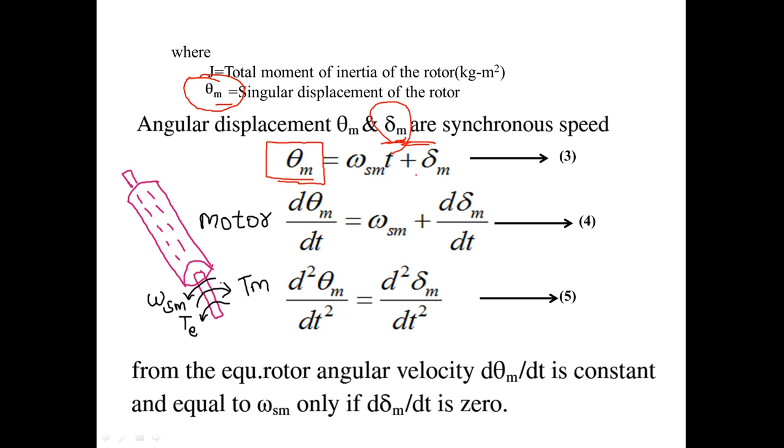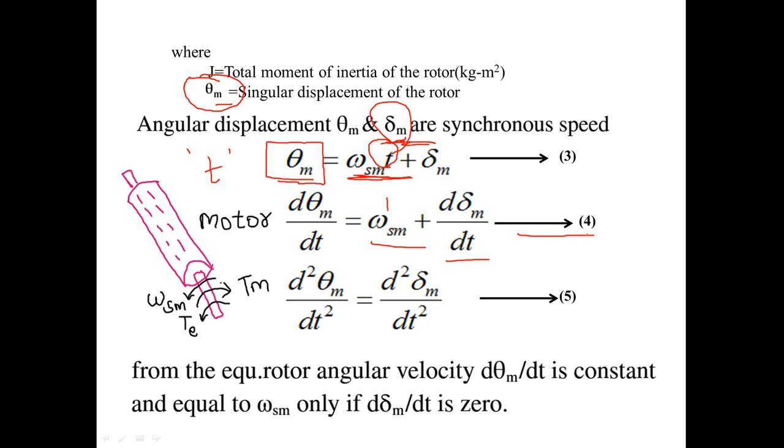So this equation will be differentiating with respect to t, that is time. Okay, so we will be getting dθm/dt, which is equal to, after differentiating, t will be 1, so ωsm plus dδm/dt.